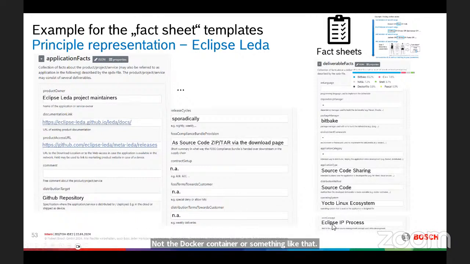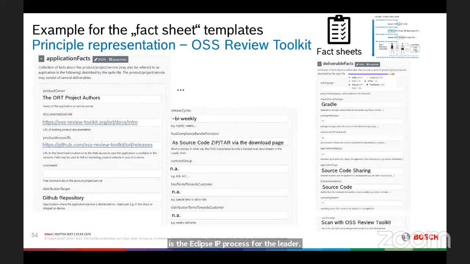It's in the Linux ecosystem, and the concept that is used here is the Eclipse IP process for the meta layer. Compared to this, you can also see there are some similarities if we look at the OSS Review Toolkit, because there's also the distribution target GitHub repository. Also, the FOSS compliance bundle is provisioned via the download page, but released more frequently. Also the details, so that's pretty handy. On the other side, here you see different software languages, Kotlin mainly with Gradle, source code sharing, source code. And here again we need to distinguish: do we talk now about the code that you can get from GitHub, or do we talk about the Docker container as a deliverable, right? And this is important to distinguish then.